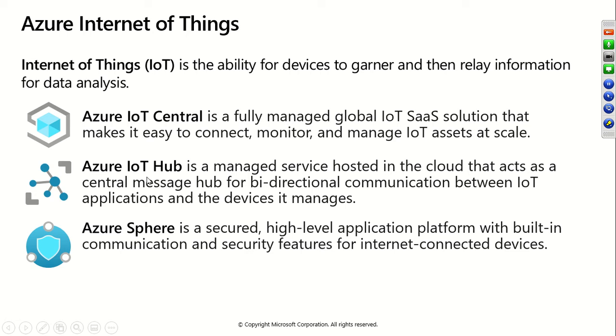We also have IoT Hub, which is also a managed service hosted in the cloud that can help us to collate all the messages. Like we mentioned before, Internet of Things is the ability for devices to gather and relay messages. So when the message is gathered, the message needs to be relayed. It needs to be sent to a storage. And the storage that does that is called IoT Hub.